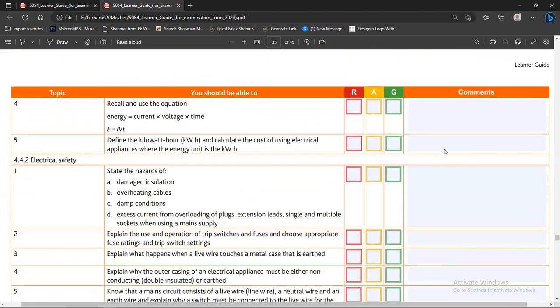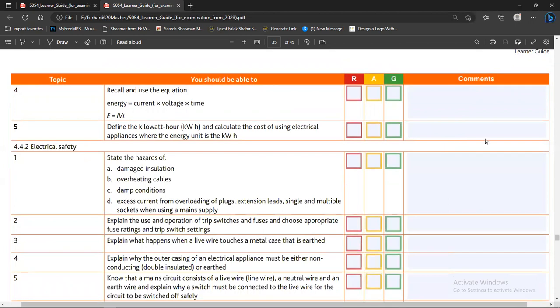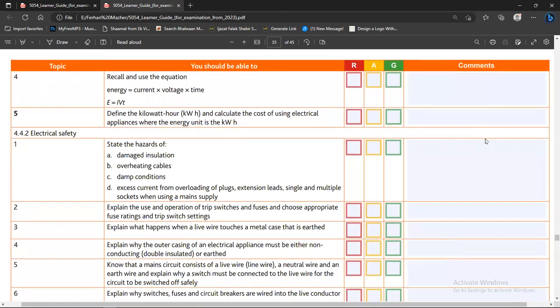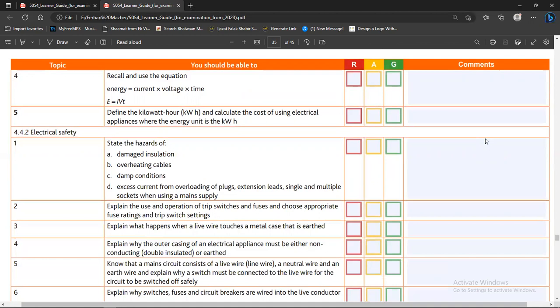Recall and use the equation: energy is equal to current multiplied by voltage multiplied by time, E equals IVt. Define the kilowatt hour and calculate the cost of using electrical appliances where the energy unit is kilowatt hour. Electrical safety.